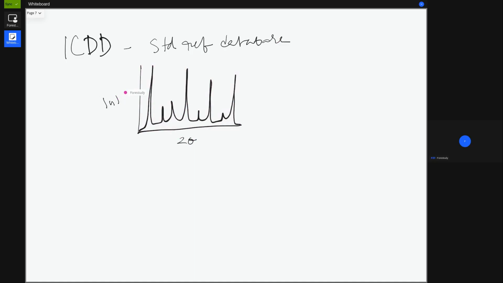Intensity, right? So this ICDD reference comes with the machine itself. If you buy an XRD machine, you automatically get this ICDD, or it can be present as a soft copy. Using that, we can understand what different minerals are present.